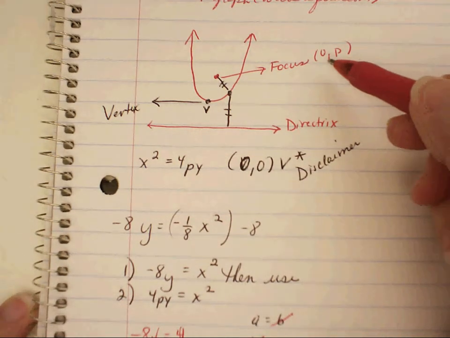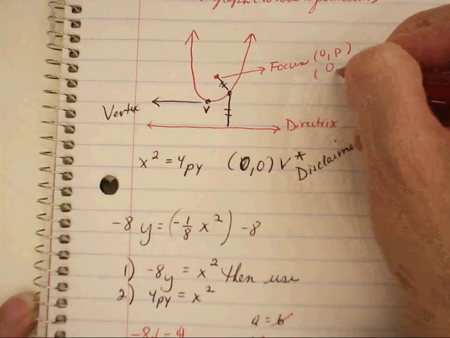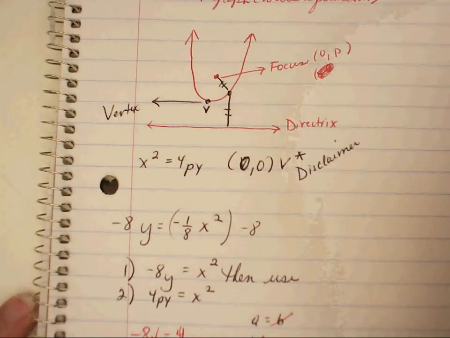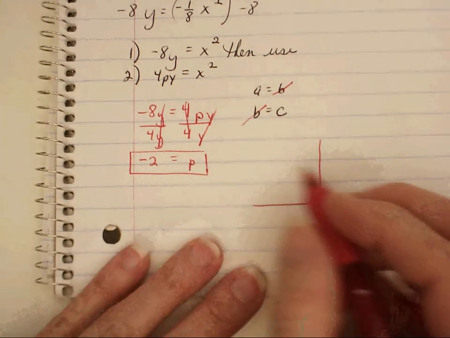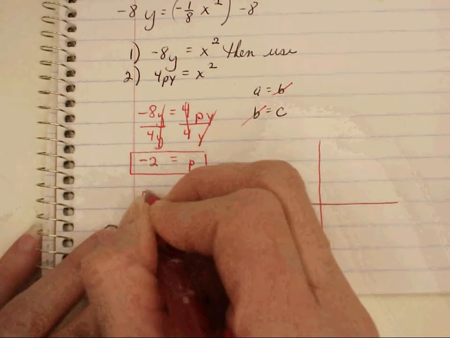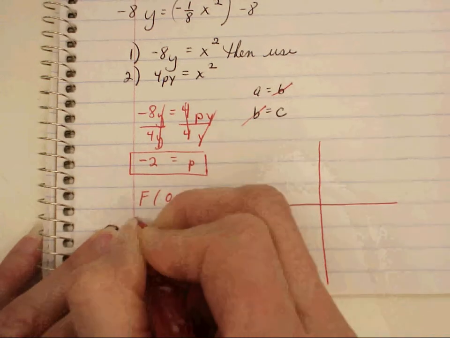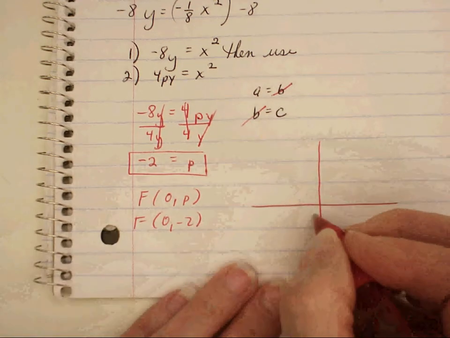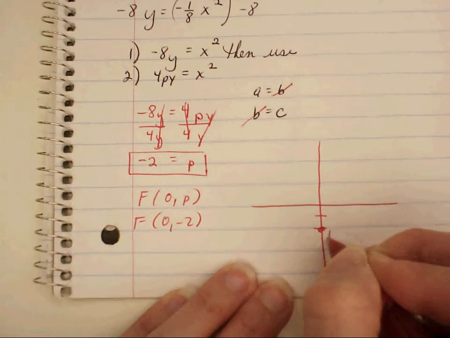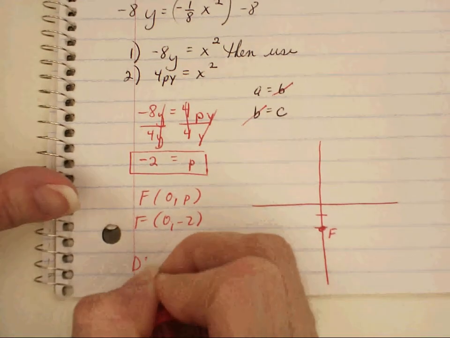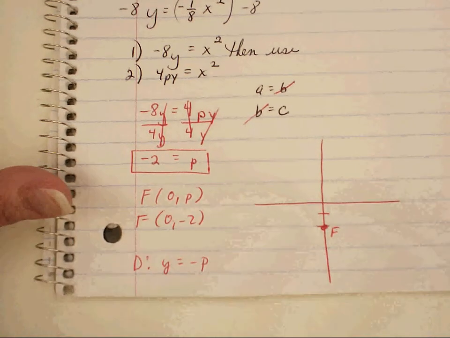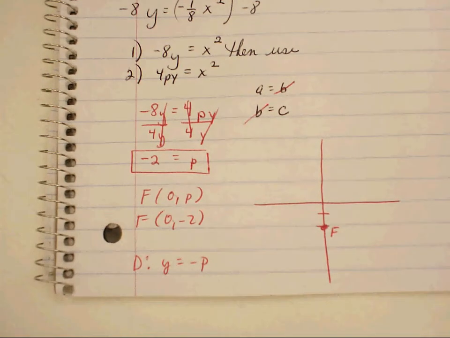Because the focus's little mini formula is 0, p. So if I go back to my original picture, 0, p is now at 0, oh, I can't use this one for it because it's an opening down parabola. Let's draw another one, guys. Sorry. Let's just draw another one down here. So my formula for the focus is 0, p. So my focus is 0, negative 2. That is my focus. That's all I know so far.